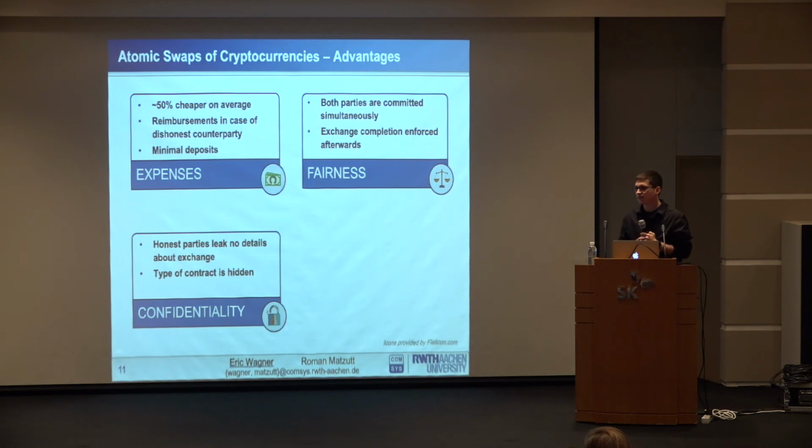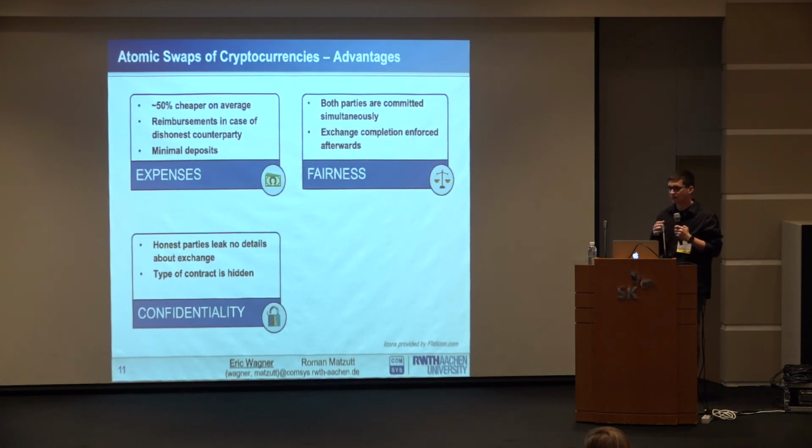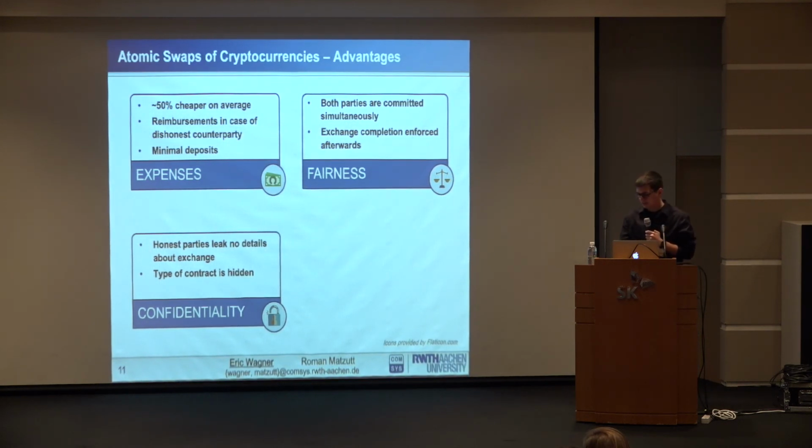Then we have confidentiality. For honest users, we don't have to reveal the agreement, and we just have a standard Bitcoin transaction on the Bitcoin chain. And this makes it not possible to link the accounts, at least not easily.